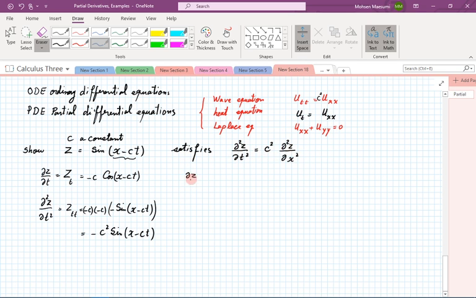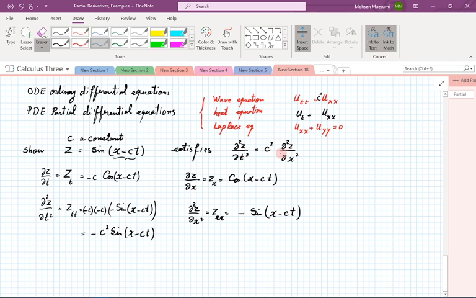So I say, what is the partial of z with respect to x, or in shorthand notation z sub x? Well, the derivative of this thing with respect to x, what's that going to be? The derivative of x with respect to x is just 1. It becomes cosine of x minus ct. How about the second derivative? The second partial of z with respect to x, or zxx. I have to take a derivative of this thing again with respect to x. The derivative of cosine is minus sine. The derivative of the interior function with respect to x is just 1, so I just have a 1 here, minus sine of x minus ct.